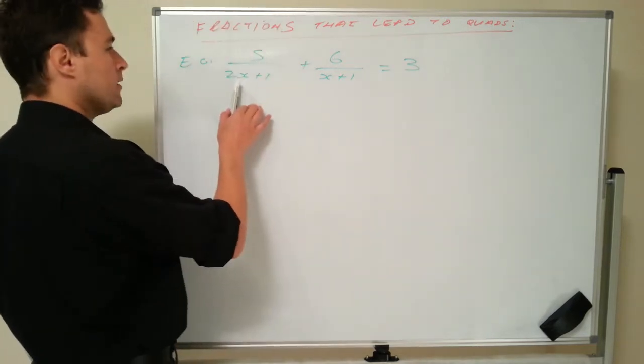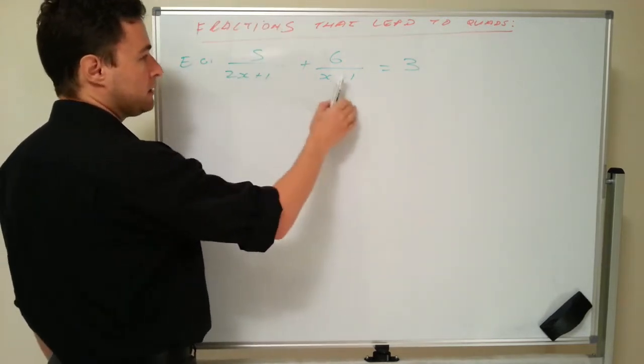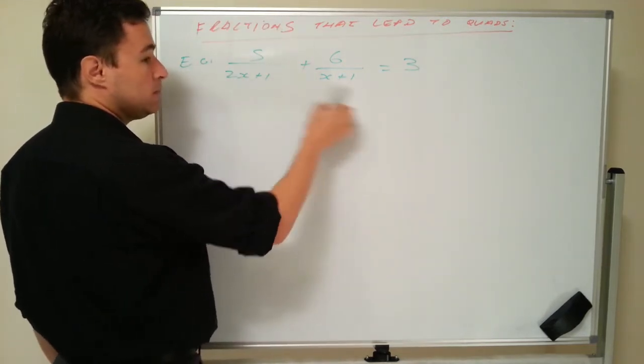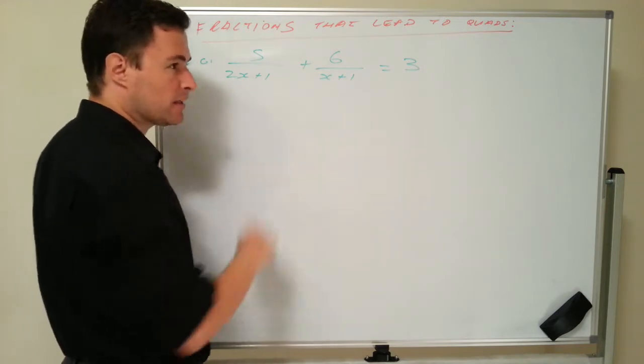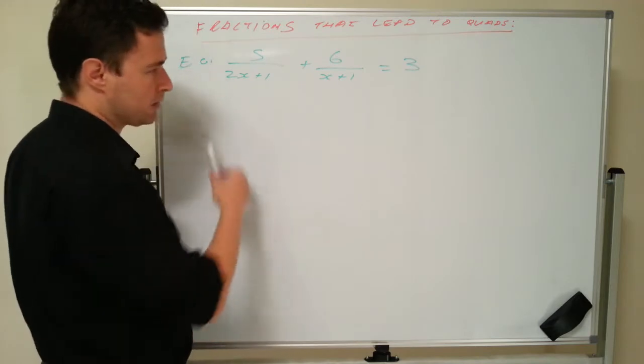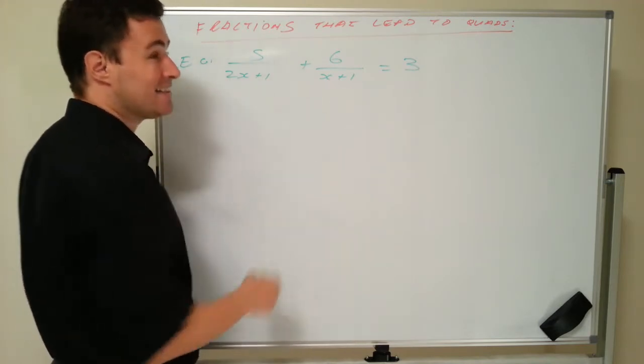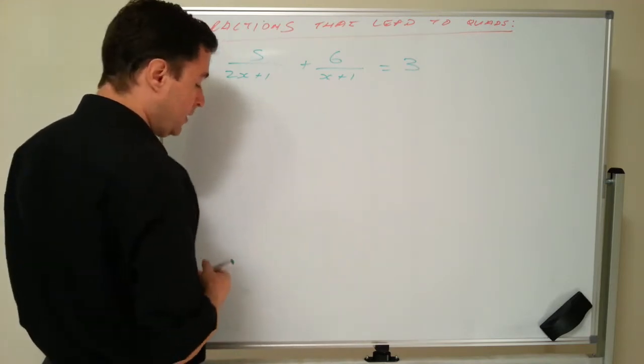If I had a binomial and two monomials, then I might not get a quadratic. Sometimes you do, but sometimes you don't. In this case, I definitely will get a quadratic. Okay, so let's take a look at this.